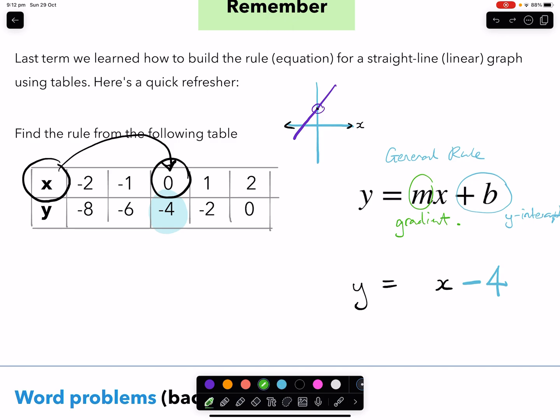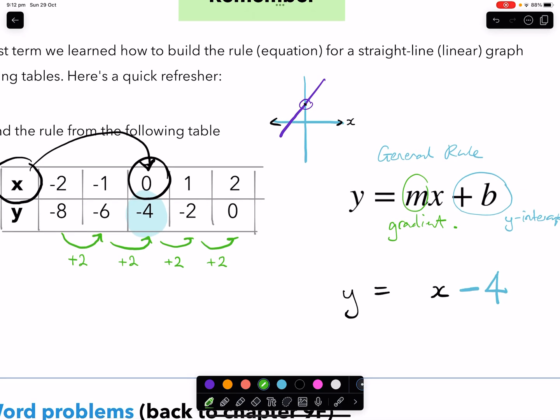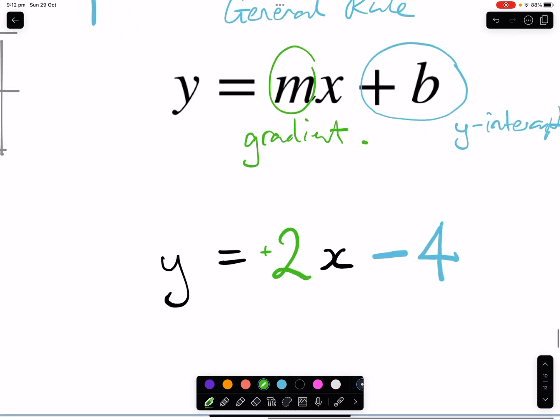We need to find that gradient. To find the gradient, we just look at how much the y value is changing as we go across the table. So I'm going from -8 to -6. We would need 2 to get to -6, another 2 to get to -4, another 2 to get to -2, and another 2 to get to 0. So we are increasing every single time by 2. That's a positive 2, so that's like the little plus sign 2. And that finishes out our equation or the rule for this table.